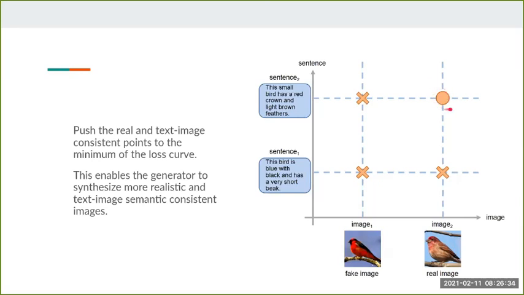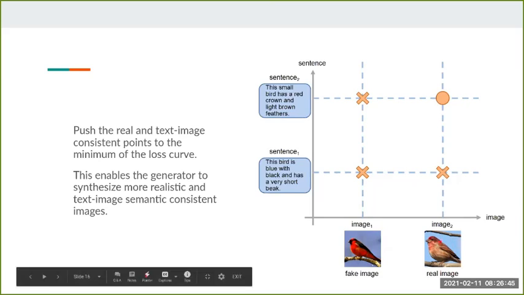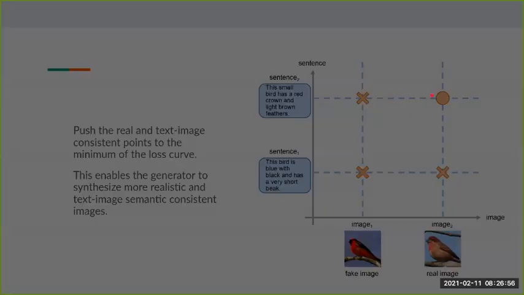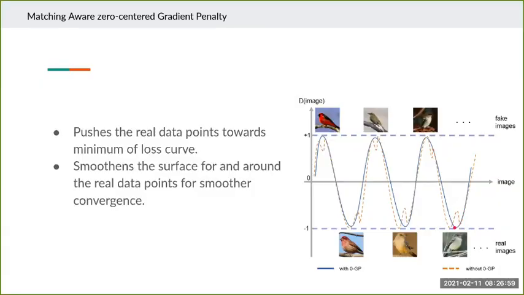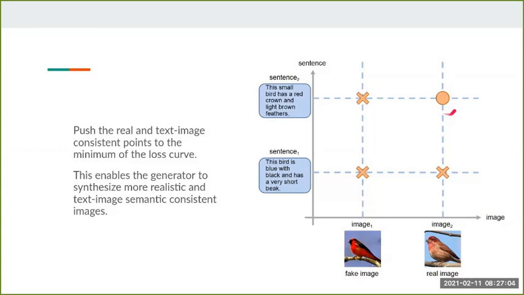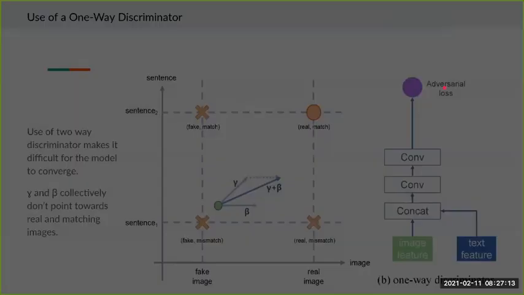So this point here is a real image with an actual description. By actual description, I mean that the description matches the image. If the pair of image and sentence match with each other, that is what I'm referring to when I say the real description. This is the point that we want to move to the parts where the loss is minimum, so to the minima of the loss curve. This is where we want to move these points so that our model knows that it has to aim for this and move to this portion for the discriminator network. Right.